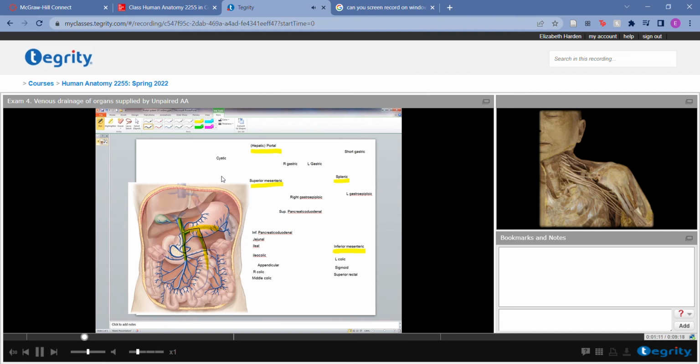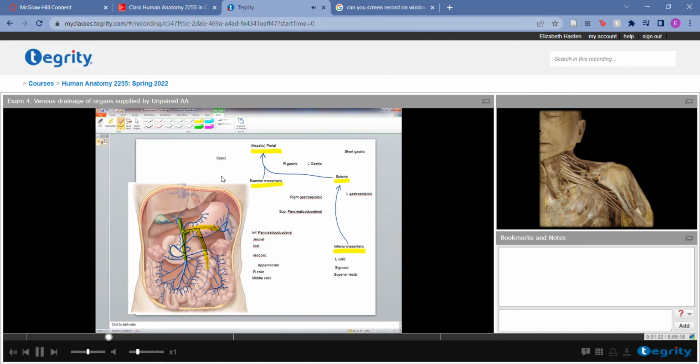And so if you were to draw in the arrows here, then you would have inferior mesenteric going into splenic, splenic going into portal, superior mesenteric going into portal. So both of those come together and form the portal. So that's pretty basic stuff. Shouldn't be anything that's rocking your world.